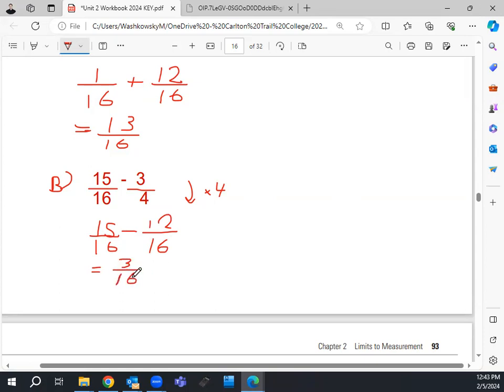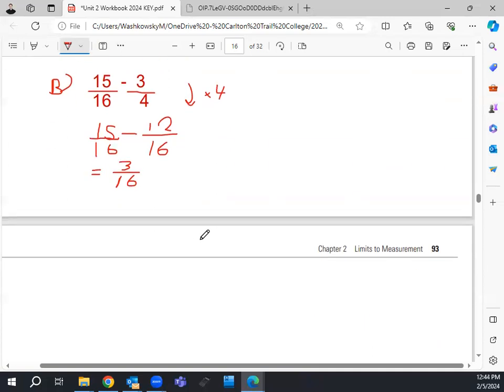And just like before, I can't simplify this any further. That's as simple as it's going to get. So I'm just going to quickly write out question C.